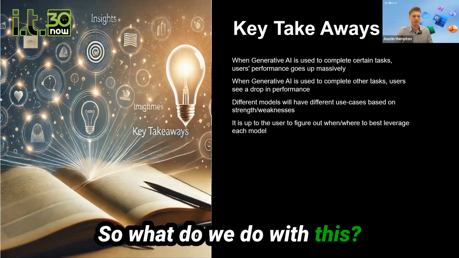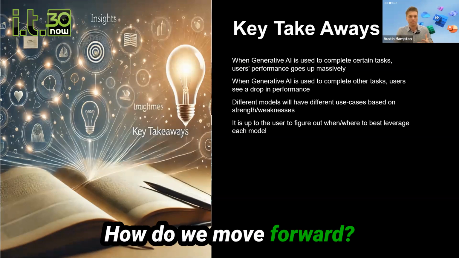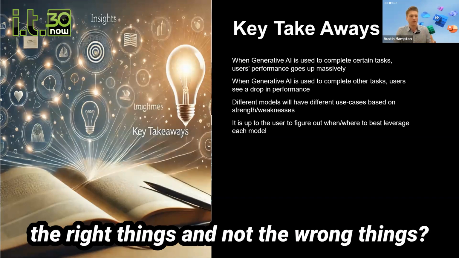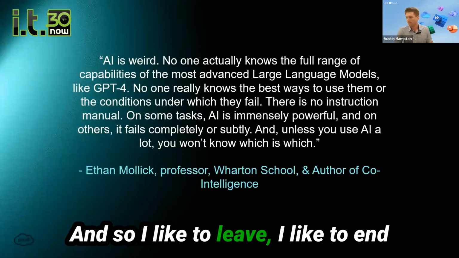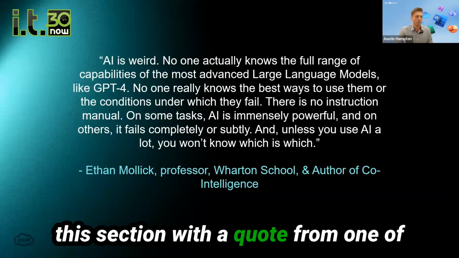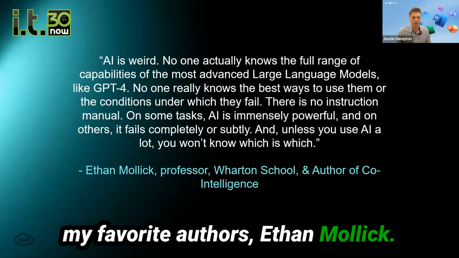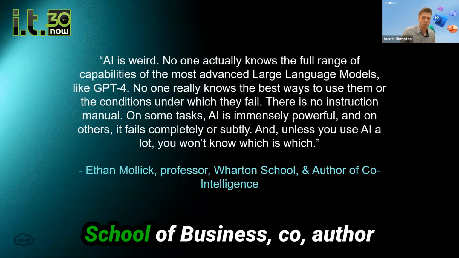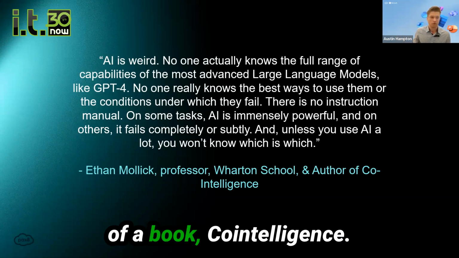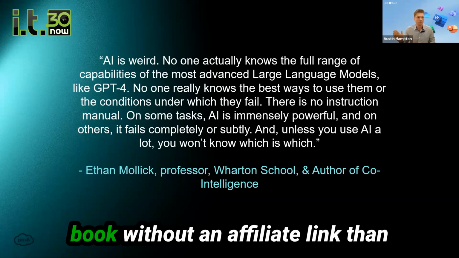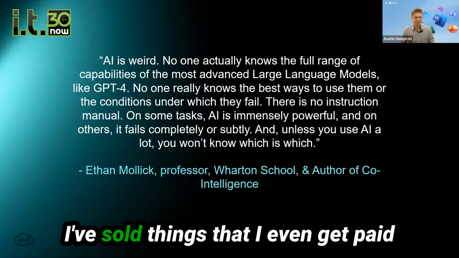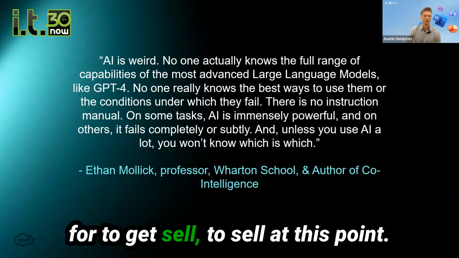So what do we do with this? How do we move forward? How do we make sure that we're using it on the right things and not the wrong things? And how do we make sense of all this? I like to end this section with a quote from one of my favorite authors, Ethan Mollick. He is a professor at the Wharton School of Business and co-author of a book, Co-Intelligence. Highly recommend it to anybody. I've probably sold more copies of this book without an affiliate link than things I even get paid to sell at this point.